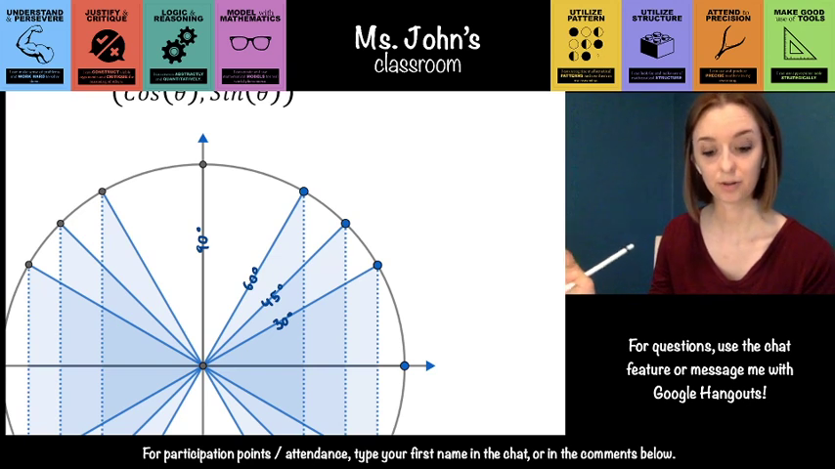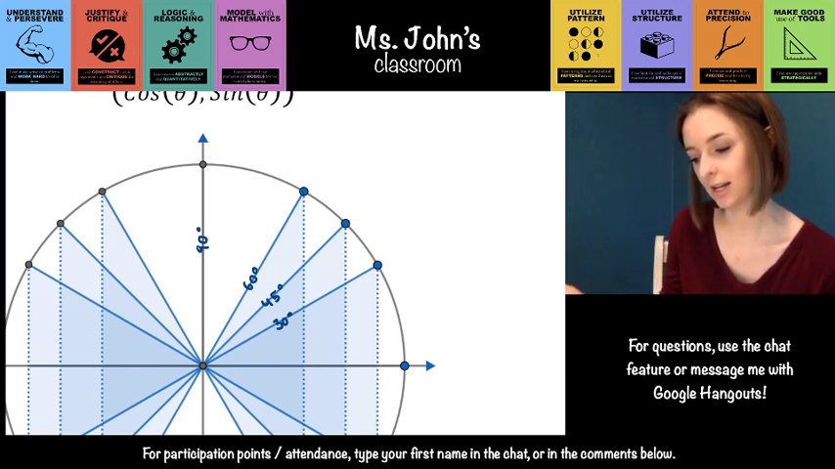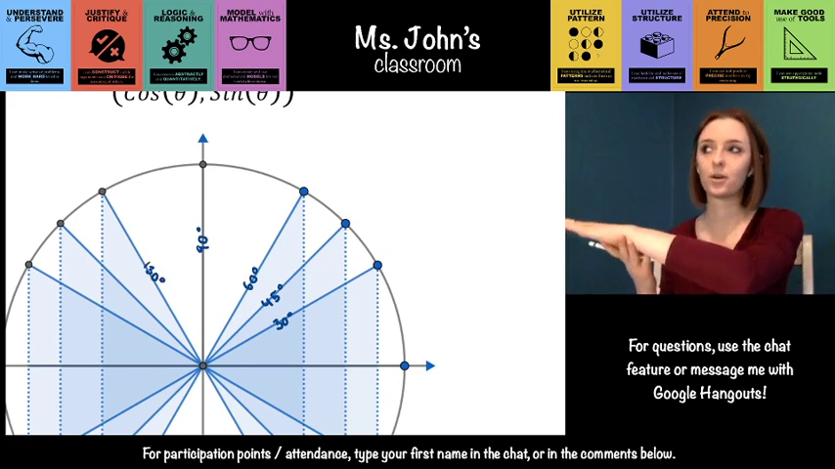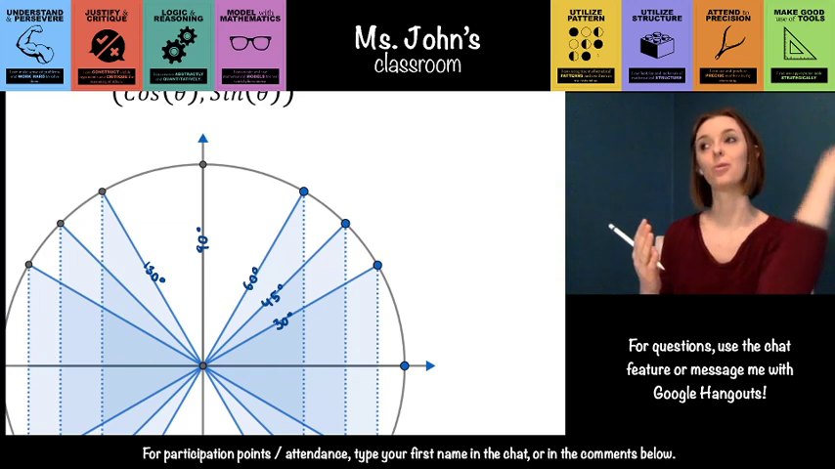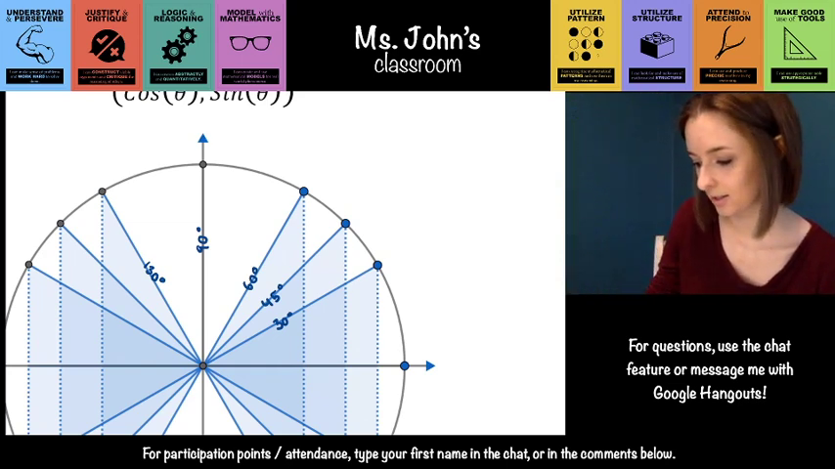This is going to be a reference for us. So this angle ends up being 130 degrees because again, it's from the horizontal x-axis. We're saying that whole angle. So that's 130 degrees.